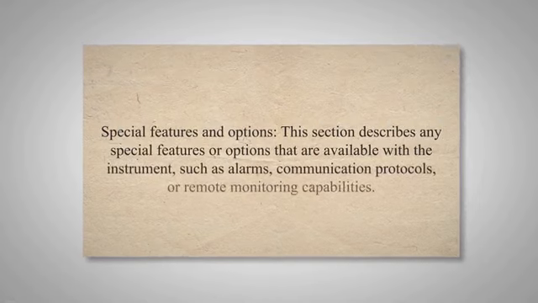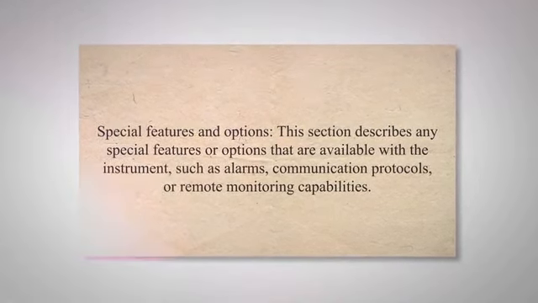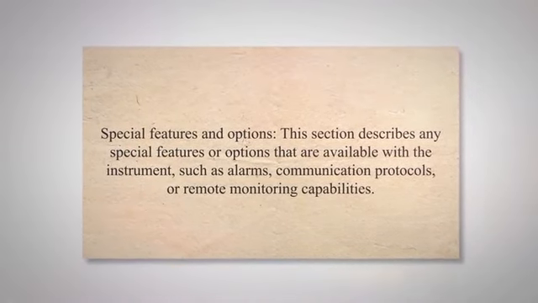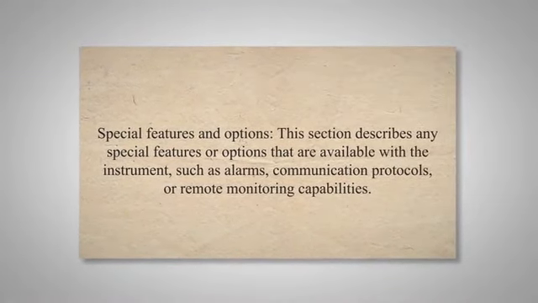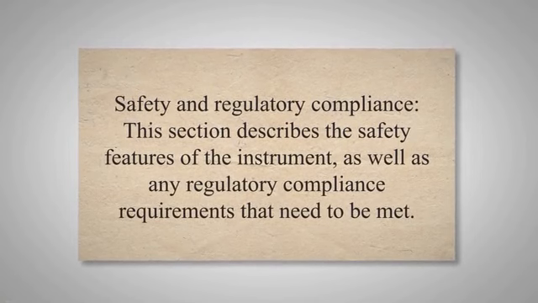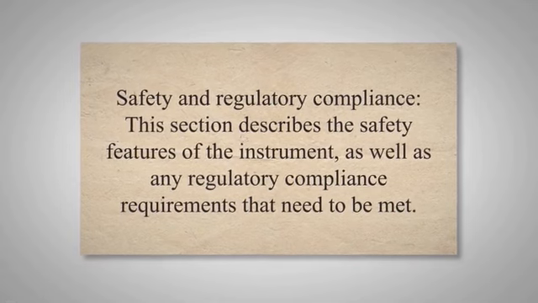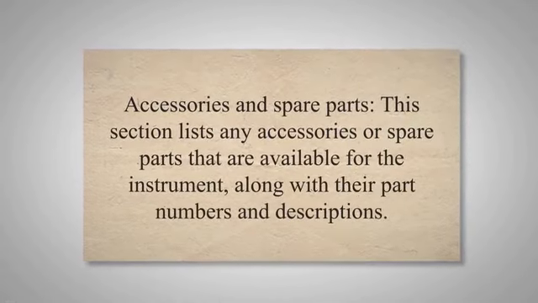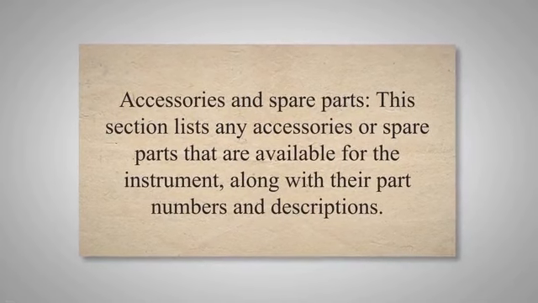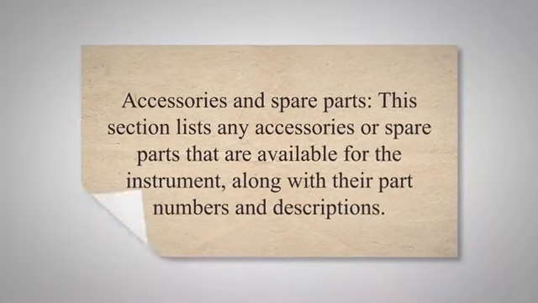Special features and options. This section describes any special features or options that are available with the instrument, such as alarms, communication protocols, or remote monitoring capabilities. Safety and regulatory compliance. This section describes the safety features of the instrument, as well as any regulatory compliance requirements that need to be met. Accessories and spare parts. This section lists any accessories or spare parts that are available for the instrument, along with their part numbers and descriptions.